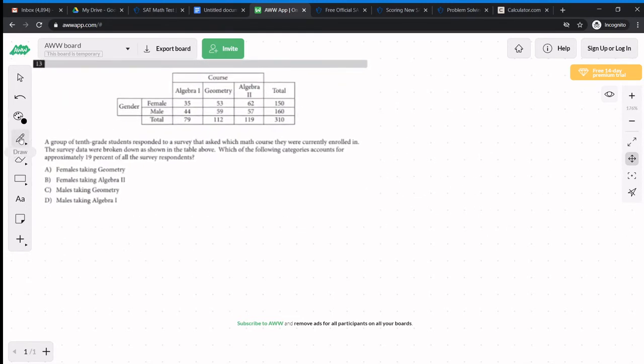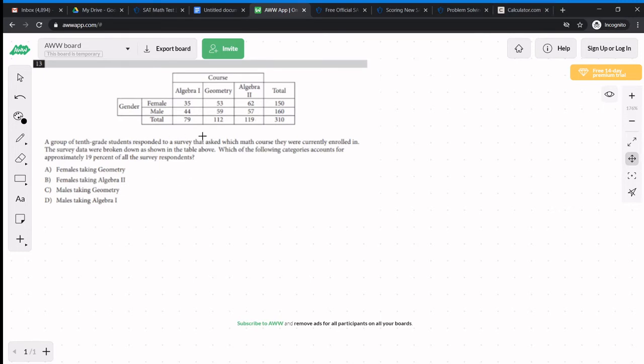A group of 10th grade students responded to a survey that asked which math course they were currently enrolled in. Survey data was broken down as shown in the table above. Which of the following categories accounts for approximately 19% of all these survey respondents? Okay, so we know how many survey respondents there are. It's asking which of the categories accounts for approximately 19% of all of them. Let's figure out what 19% of this is first so we can see which one it looks like.